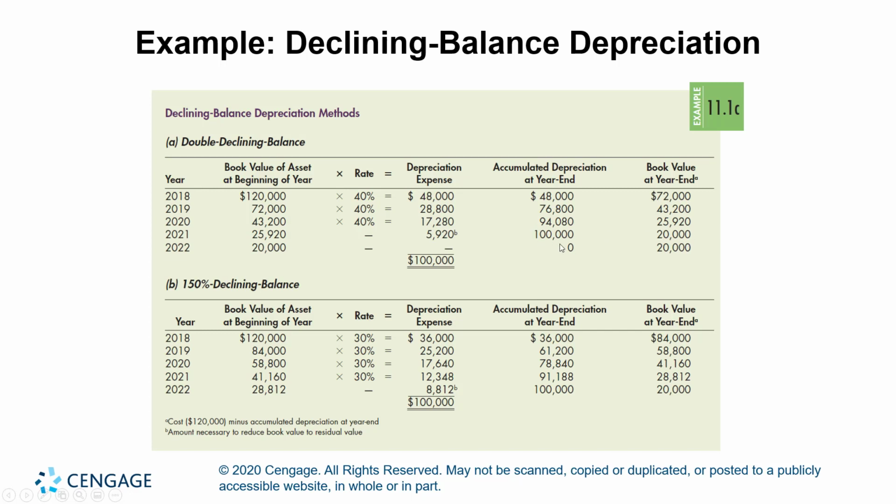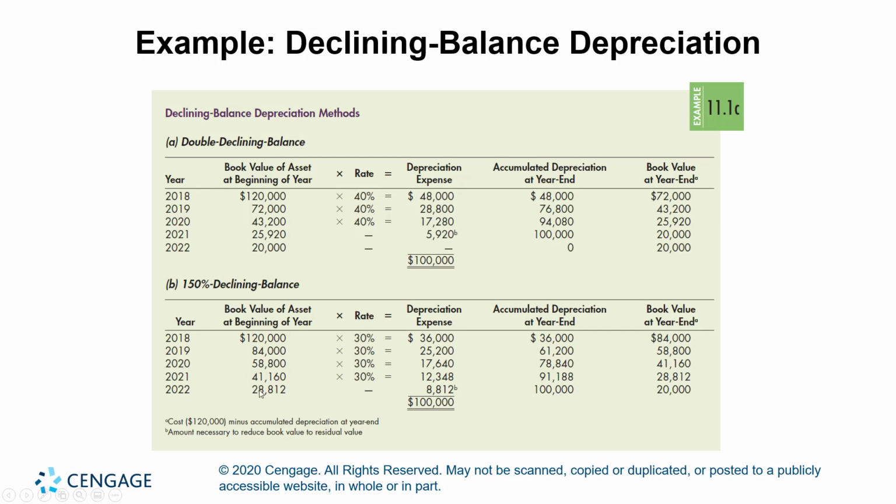So if you use double declining balance, it only takes you 4 years to depreciate instead of 5. In the 150% declining balance, it would take you 5 years, but the final year is where you would figure out, okay, you have 28,812, so you only need 8,812 to get to the 100,000 and the 20,000 residual. We'll do more examples of this.